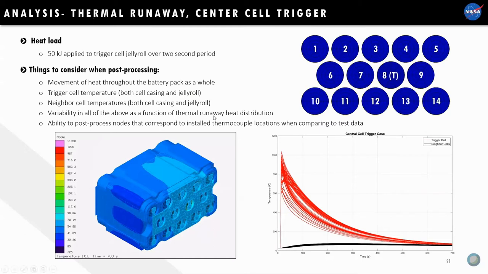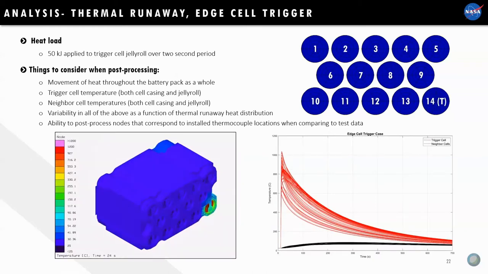Some things to keep in mind when you're post-processing your results. Just like when we did the charge and discharge analysis, the movement of the heat throughout the battery pack as a whole is really important. You can look at those through your isothermal images or through animations like you see down here in the bottom. This is the center trigger cell case that you see here. We also have the animation for the edge trigger cell case, which you can see running now.